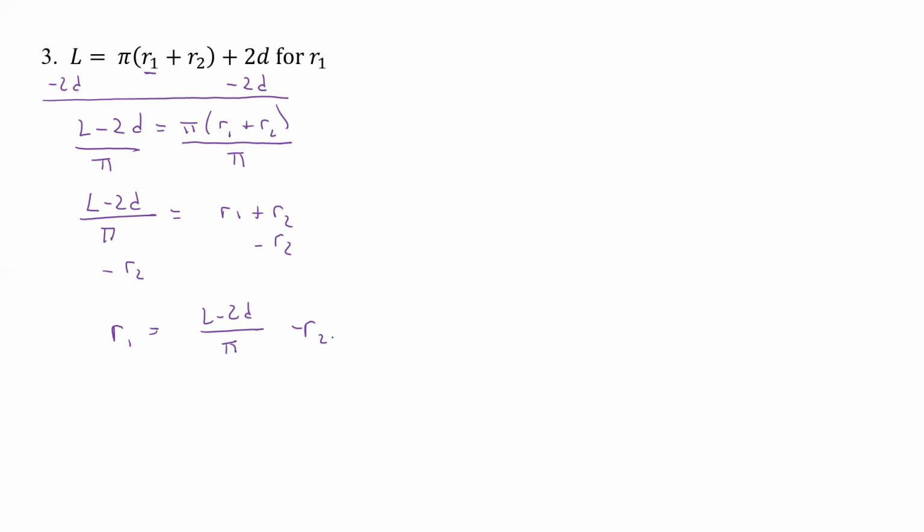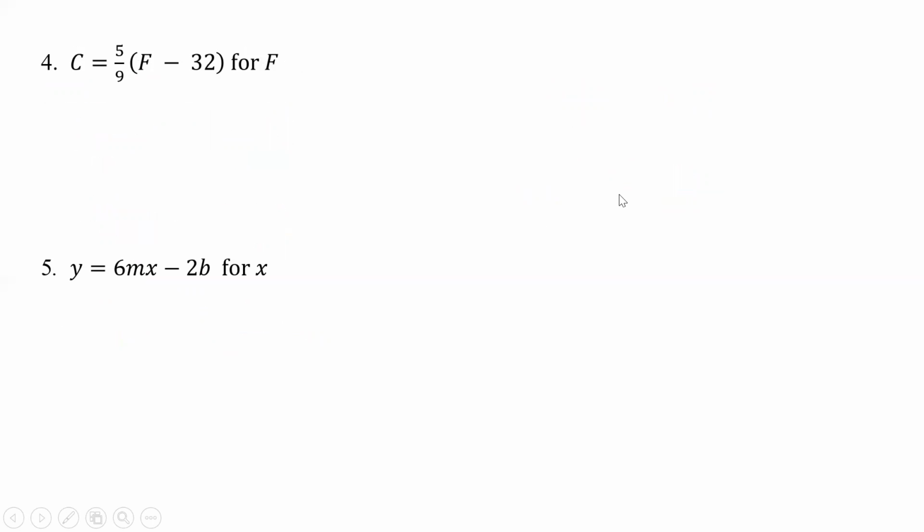Now we could also plug in and get a common denominator and make it into one thing. So if we had L minus 2D over pi minus R2 times pi over pi, then that's going to give us L minus 2D minus pi R2 all over pi is equal to our R1. So that's another version of what we have here. Because this is the first item here we get, I would say this is acceptable unless they say get it into one common fraction, and then that would be what you need there.